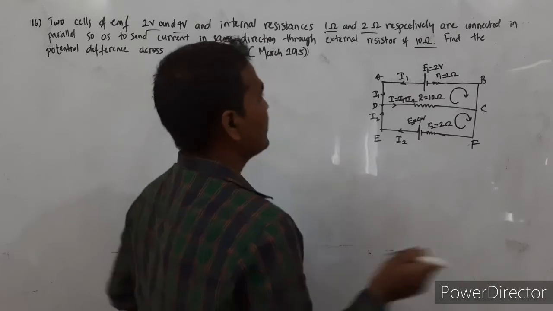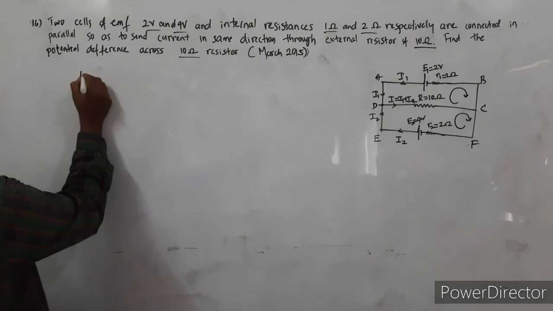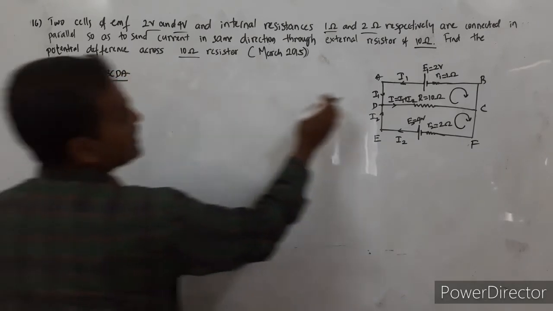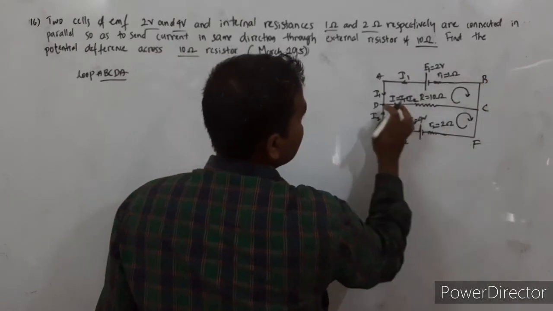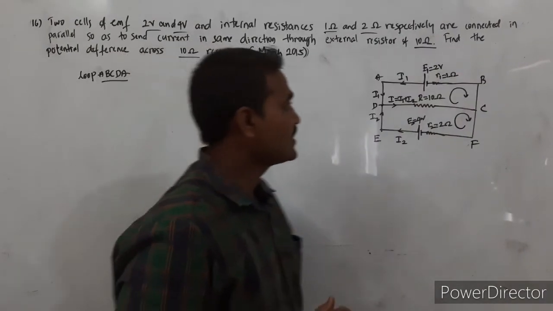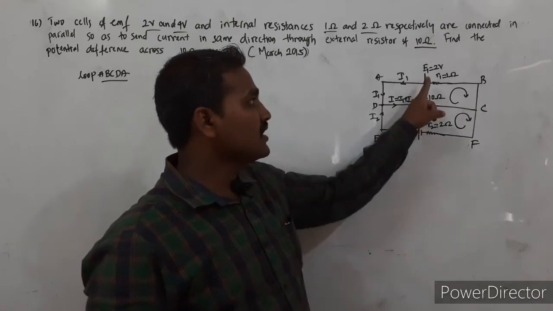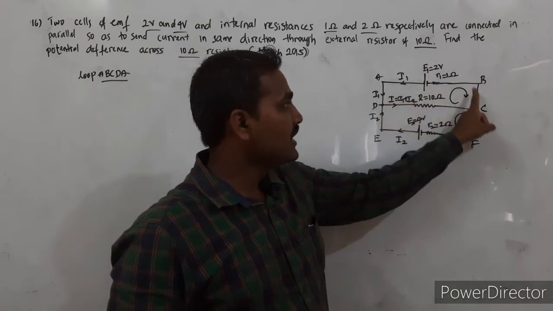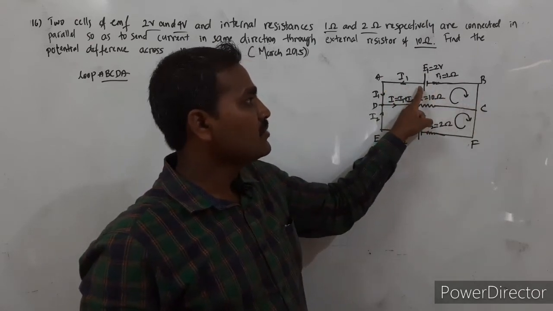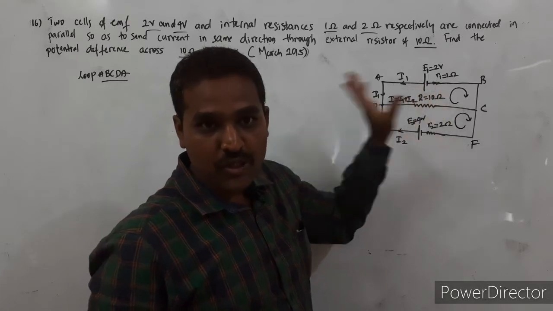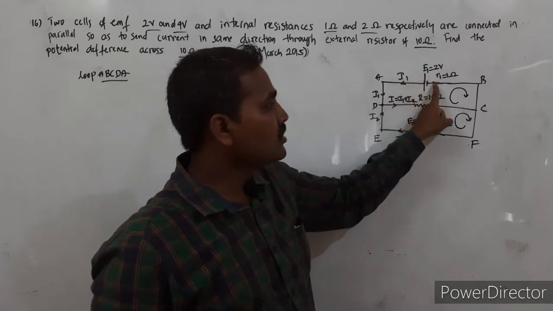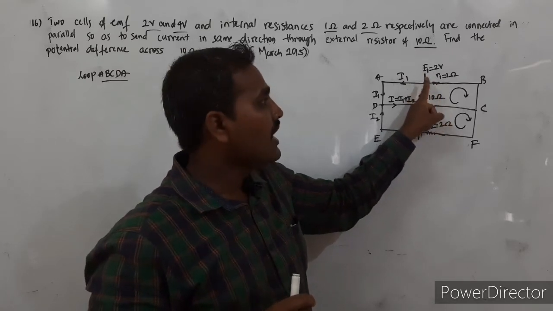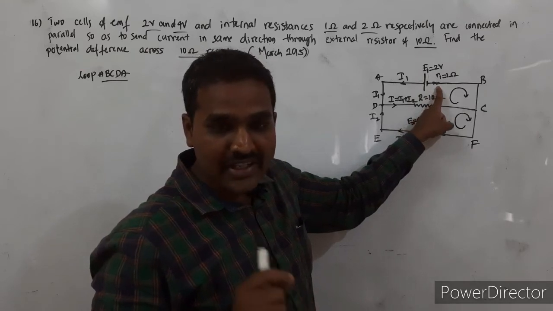So first let us consider the loop A, B, C, D, A. What are our sign conventions here? When I consider the EMF of the cell, if the direction of the assumed current is such that it is moving from higher potential to lower potential, that EMF we take as negative. And the potential drop because of any resistor.